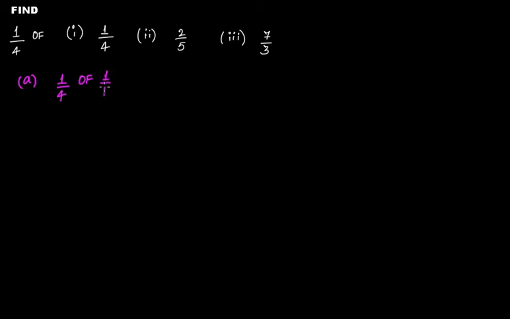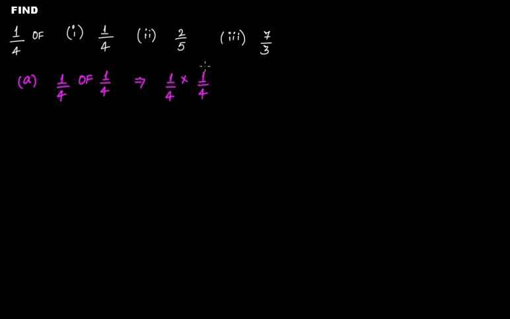1 by 4. Now we know that in a fraction, of means what? Actually multiplication. That there is 1/4 of something. Suppose you have an apple that is cut into 1 by 4, and now you have to take out 1 by 4 of that 1 by 4. So it means that the fraction as an operator of means multiplication actually.